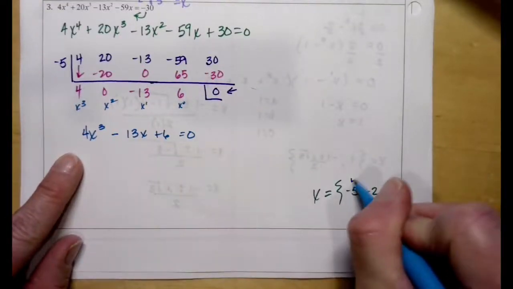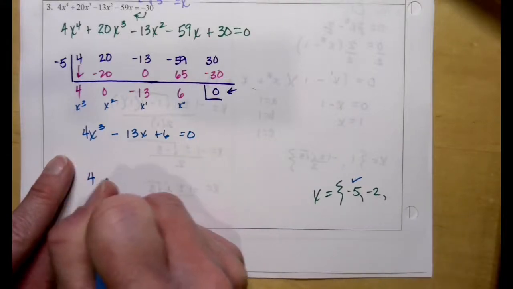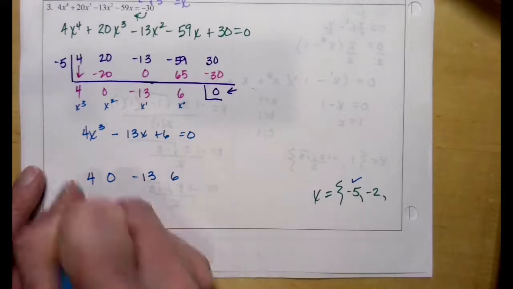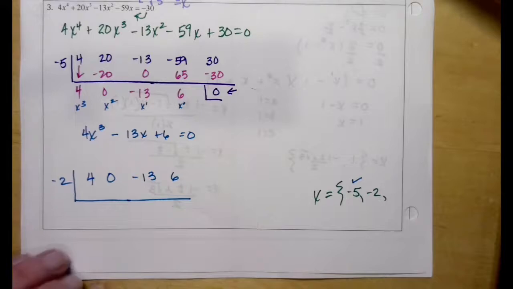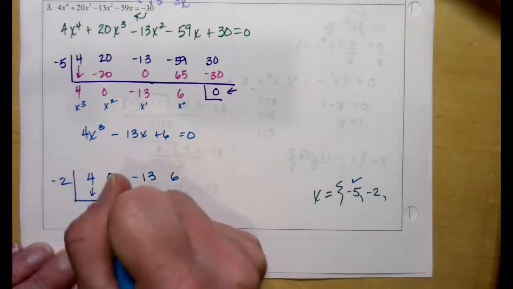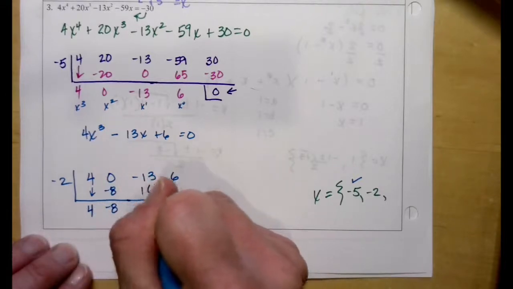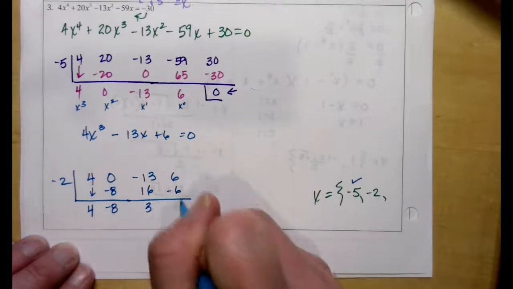So I already did this root, now I'm going to do this one. So I'll again, 4, 0, -13, 6. Put that through my synthetic division. -2. 4 comes down. -8. Positive 16. Positive 3. -6.